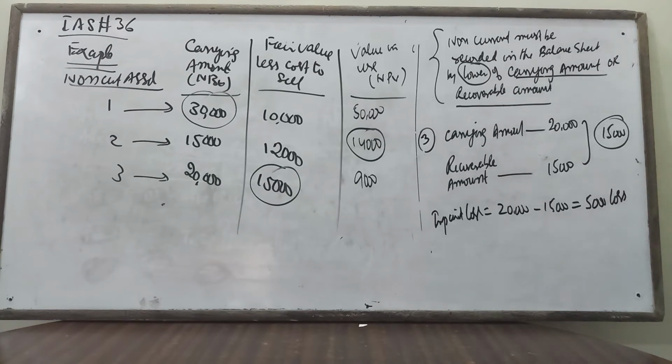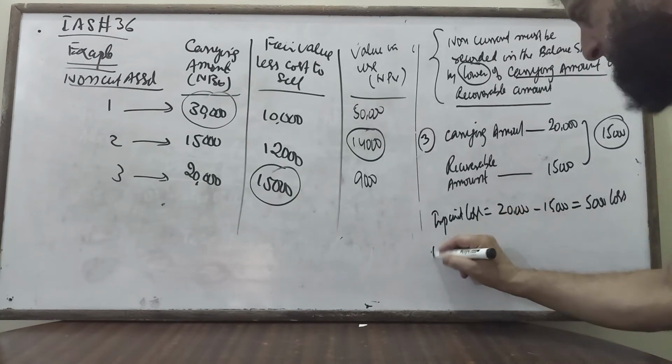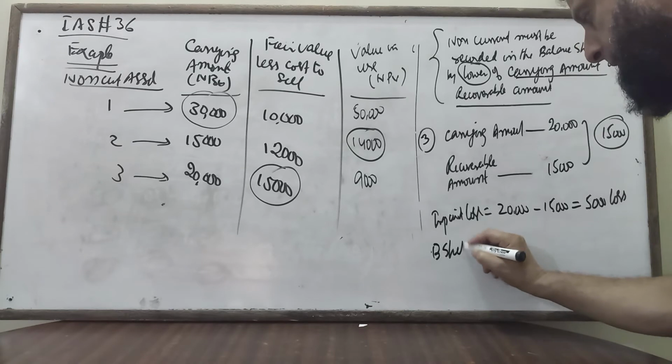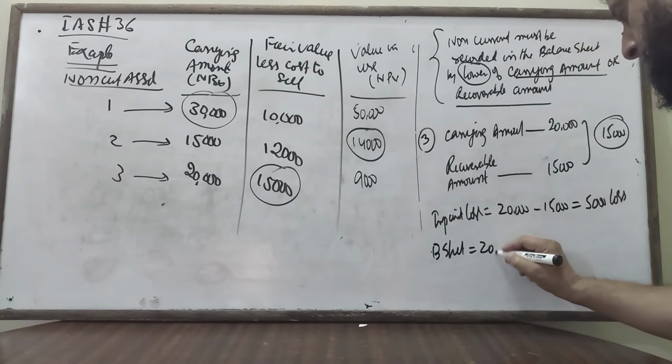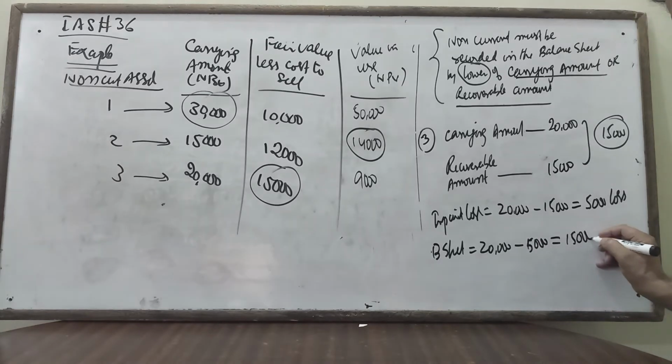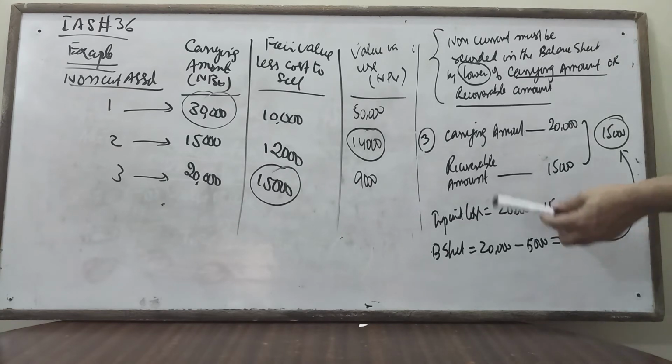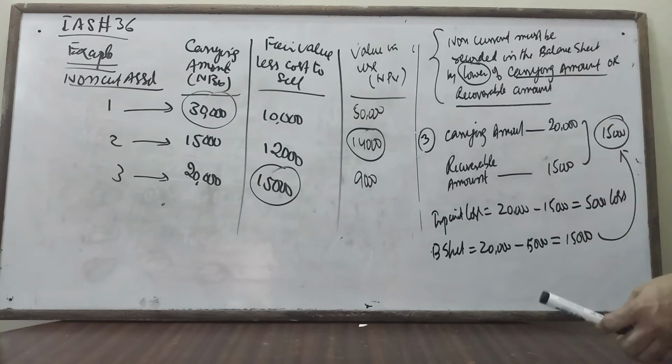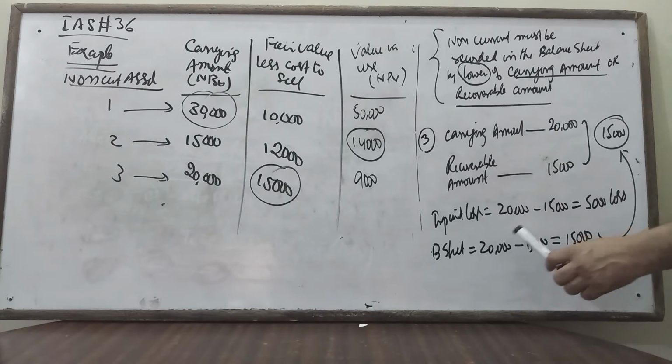This is called impairment loss. Okay. और बैलेंस शीट में नॉन करंट एसेट कैसे रिकॉर्ड करेंगे? बैलेंस शीट में बुक वैल्यू माइनस इम्पेयरमेंट लॉस 5,000, तो ये वही आ जाएगा 15,000. Okay, this is how a non-current asset must be recorded in the balance sheet: carrying amount minus impairment loss.